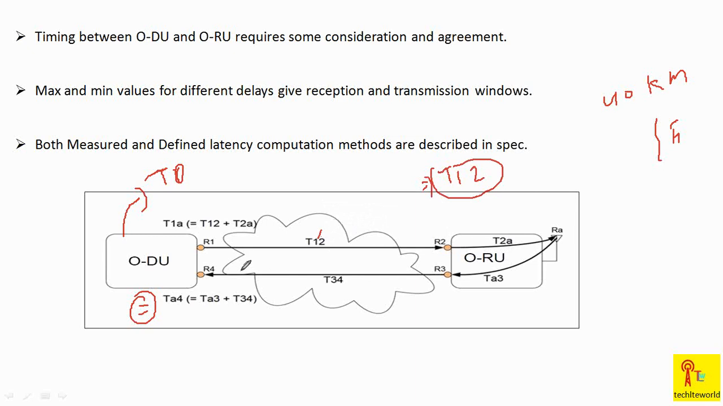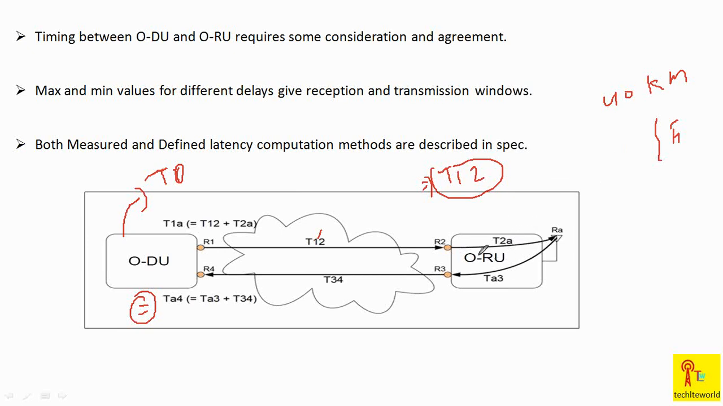This value is something in microseconds, something like 340 microseconds. I do not have the exact figure. We can refer to it in the ORAN spec. So this is the time taken by any data, any signaling or control plane data, user plane data, traveling from the ODU to the ORU.